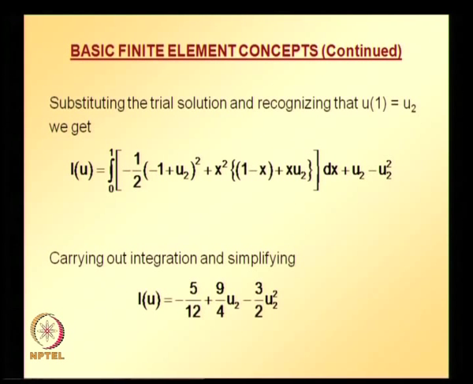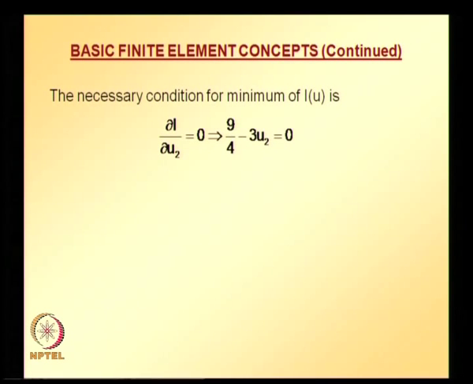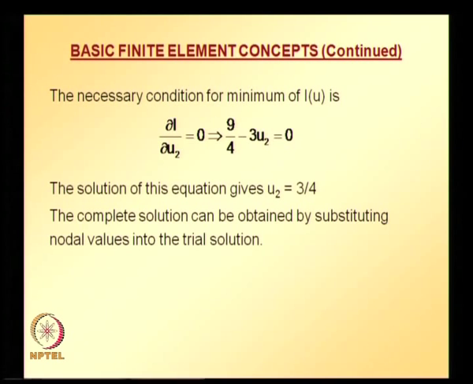And now we need to invoke the condition that the variation of I should be equal to 0, which is possible only when the partial derivative of I with respect to u 2 is zero. Since I is a function of only u 2, it is the derivative of I with respect to u 2 that should be equal to 0, and that is called the stationarity condition. So, the necessary condition for a minimum of I is that the derivative of I with respect to u 2 equals 0, which leads to one equation, one unknown. You can solve for this unknown u 2 and back substitute it into the trial solution. You get the complete solution.